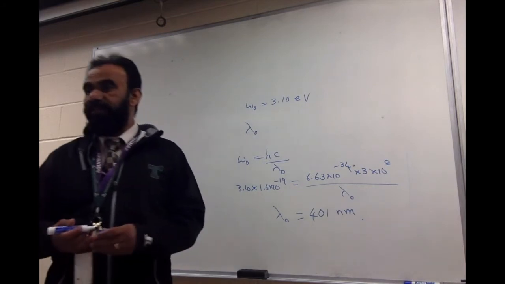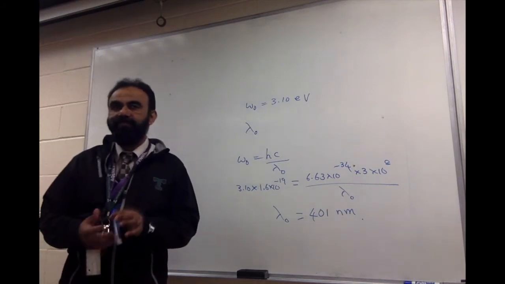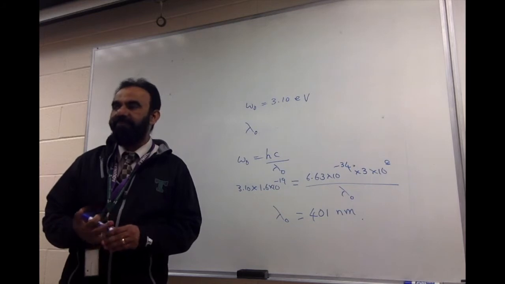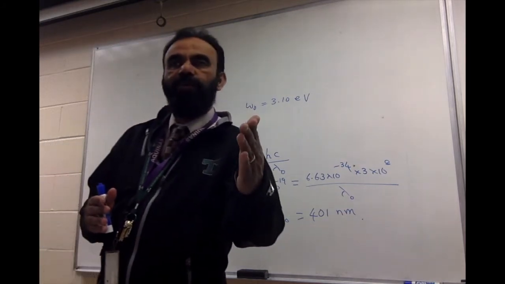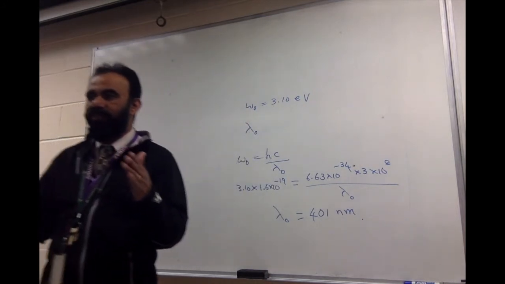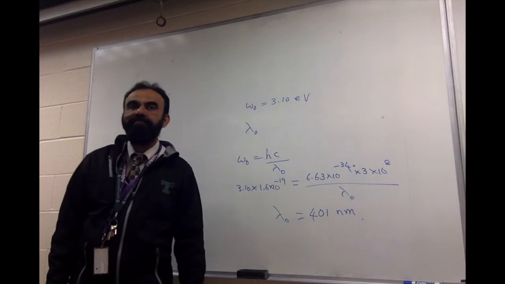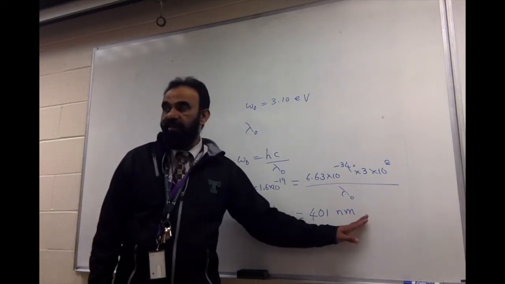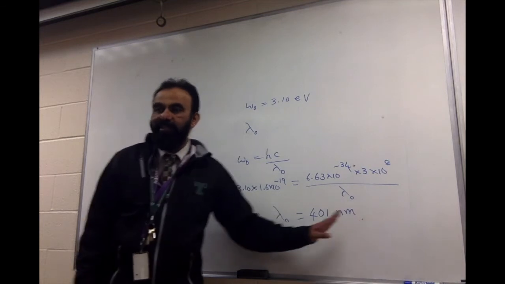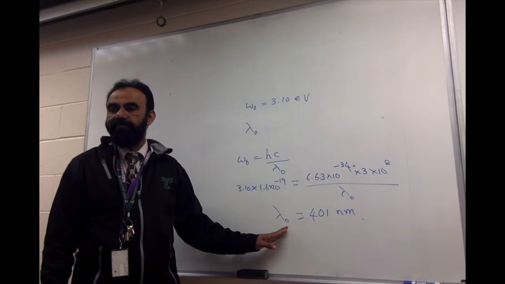Can you tell me what color it is? 401 nanometers. One of them. I have no idea what nanometers are. I think I've told you this. Visible light goes from 400 nanometers to 750 nanometers roughly. So this is violet. Anything more than this color is not going to emit electrons. Suppose it's ultraviolet, yes, it will emit electrons. You get it?